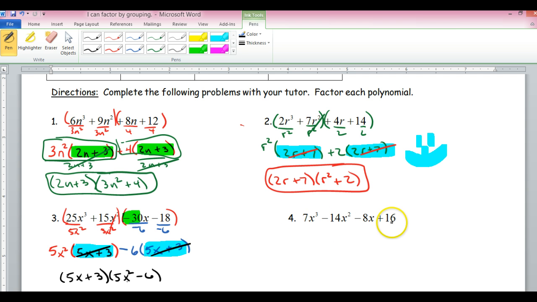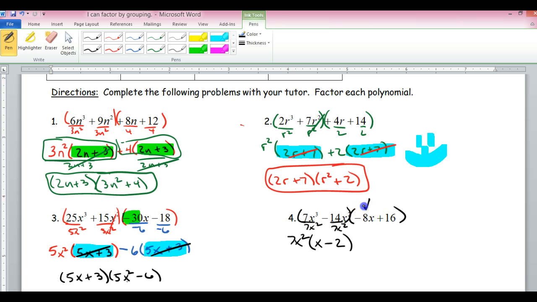Four terms, no GCF. Group. 7x squared would be the GCF here. When I divide by 7x squared, I like students to show that so that they do the mathematics correctly. 7 divided by 7 is 1, x to the third divided by x squared is x, minus 14x squared divided by 7x squared gives you 2.